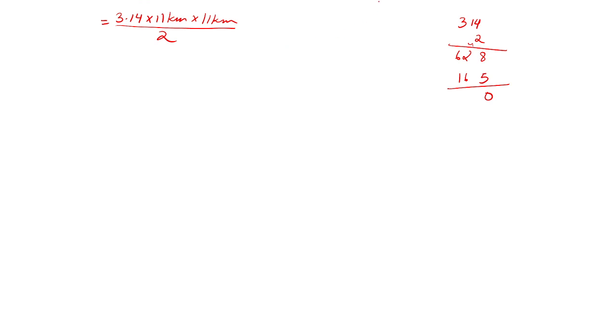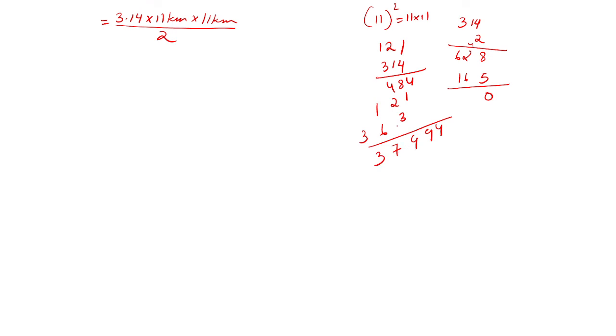So 11 into 11 is actually 121. You try to remember the square values of these. 11 square, 11 into 11, is 121 into 314. So 314: 4 2 times 8, 4 1 4, 1 2 and 1. Then 3 times 3 is 6 and 3. So you have 37994, divided by 2 kilometer square.